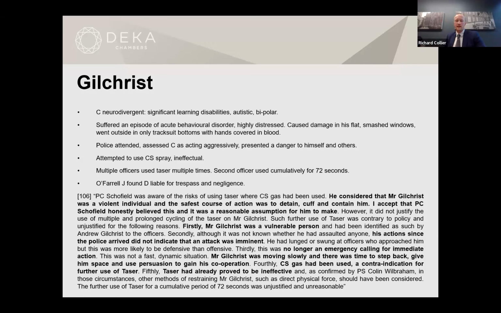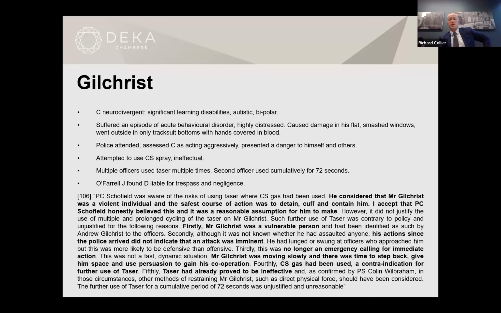Third, and this is one of the key issues in these taser cases, it was no longer an emergency. It wasn't a fast, dynamic situation. In fact, the claimant was moving slowly. So there was time to step back, let him calm down, give him some space, and try to use persuasion. And where the police were met with a highly dysregulated, vulnerable person who already had calmed down, one may think that they should have been able to deduce from that that if they gave him some space, he might calm down further and it might become easier. There's no reason to think that he would just stay exactly as agitated as he was.